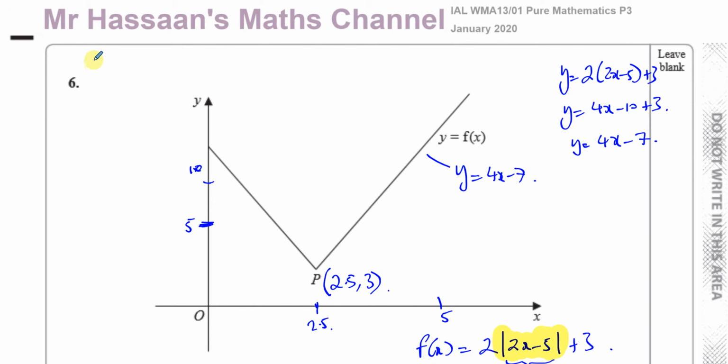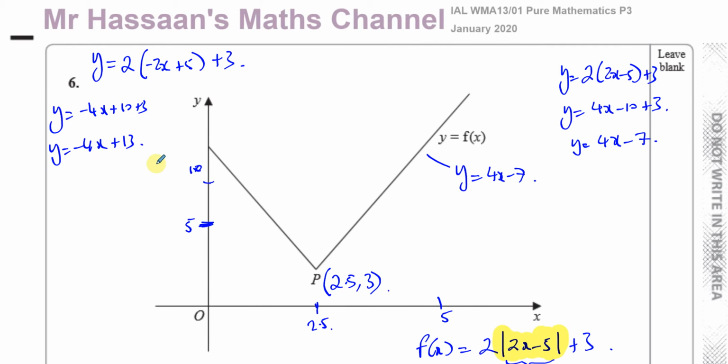And then you've got the negative part of the graph, where y equals 2 times, and you just switch the sign of what's inside here. So it's going to be minus 2x plus 5, and plus 3. That's going to be the negative argument. That's going to give you y equals minus 4x plus 10 plus 3. So that's going to give us y equals minus 4x plus 13, which is this part of the graph.